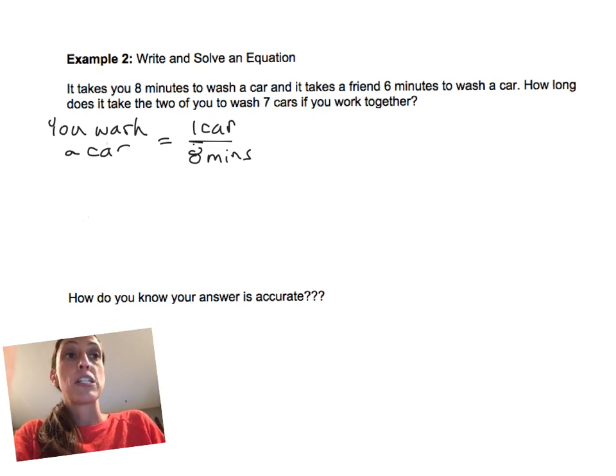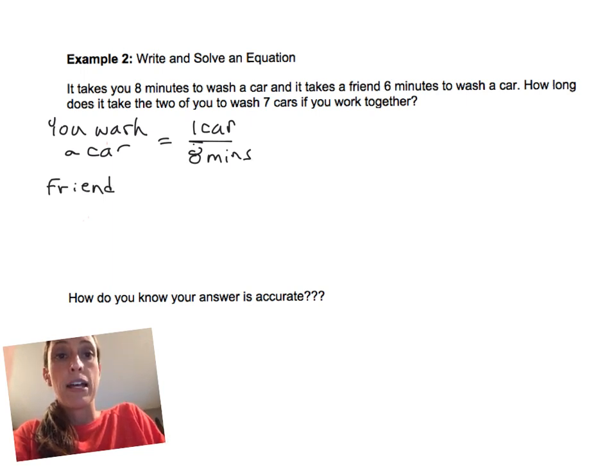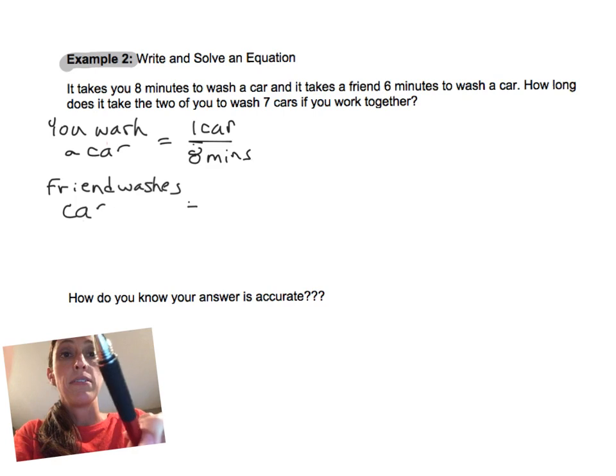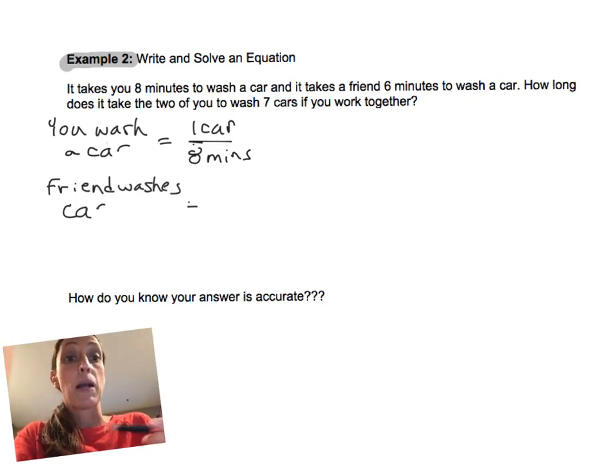And then the other piece of information they give you, they say it takes a friend 6 minutes to wash a car. So we have another rate, right? So friend washes car. Sorry, I forgot to back up for a second. So in your notes, for organizational purposes, you want to make sure you have example 2 written down. And then everything that I write down on the slide, you write down on the slide. So right now, you're coming up with 2 rates. This is our given information, or the information that we know. So you wash a car, 1 car every 8 minutes, and then your friend washes a car.